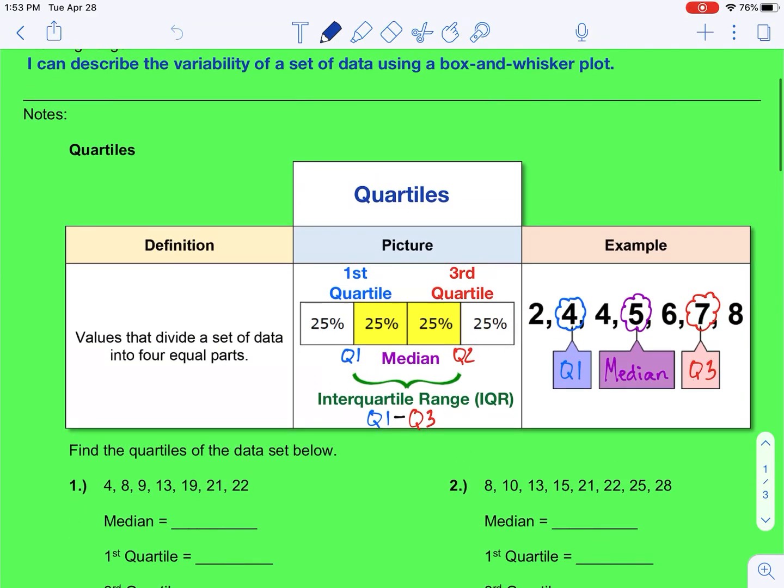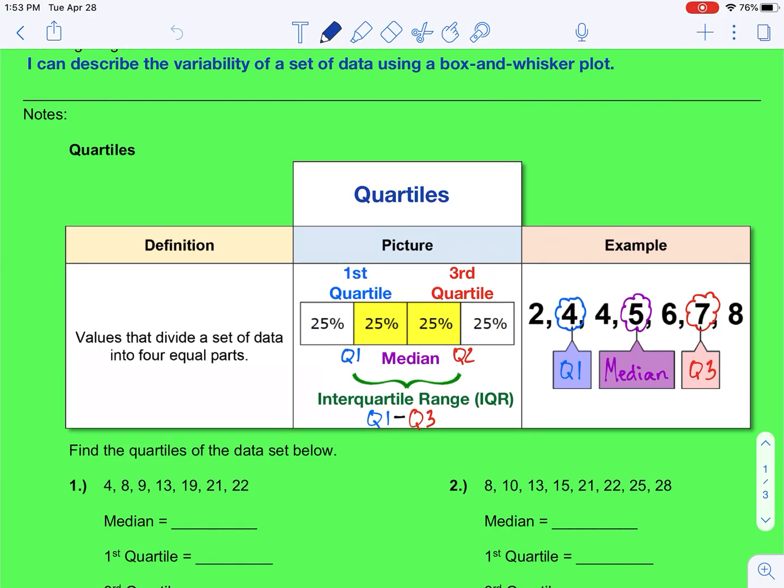So the first thing that we need to talk about is quartiles. When you think of quartiles, you should think of the word quarter, and quarter means 25%, right? In a box and whisker plot, we're going to divide our set of data into 4 equal parts. Our middle part is something that we should already be familiar with because of our lesson yesterday. Our middle part is going to be the median. So our middle point in a box and whisker plot is going to be the median.